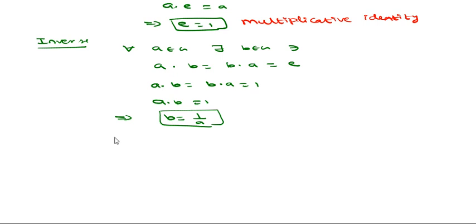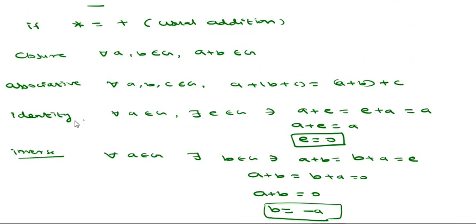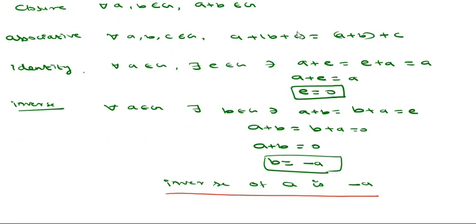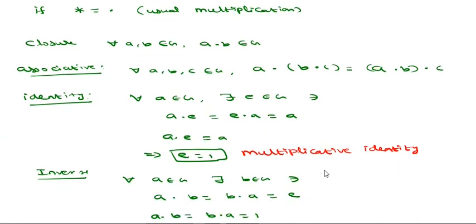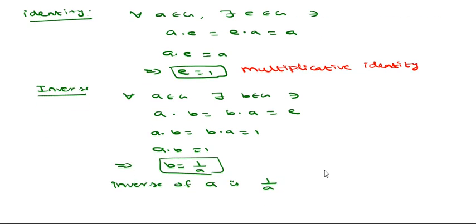So here, inverse of A is 1 by A. So the conclusion is this one. For the operation addition, usual addition, the identity element is 0 and the inverse of A is minus A. Inverse of an element is the negative of that element. And when the operation is multiplication, the identity element will be 1 and the inverse of an element is 1 by that element.